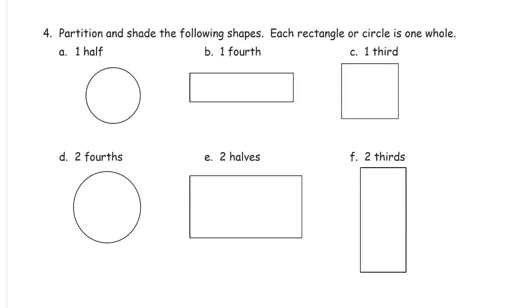Partition and shade the following shapes. Each rectangle or circle is one whole. So for this one, A, I'm going to make this one into a half. So there's my center. And there, I'll shade in half.